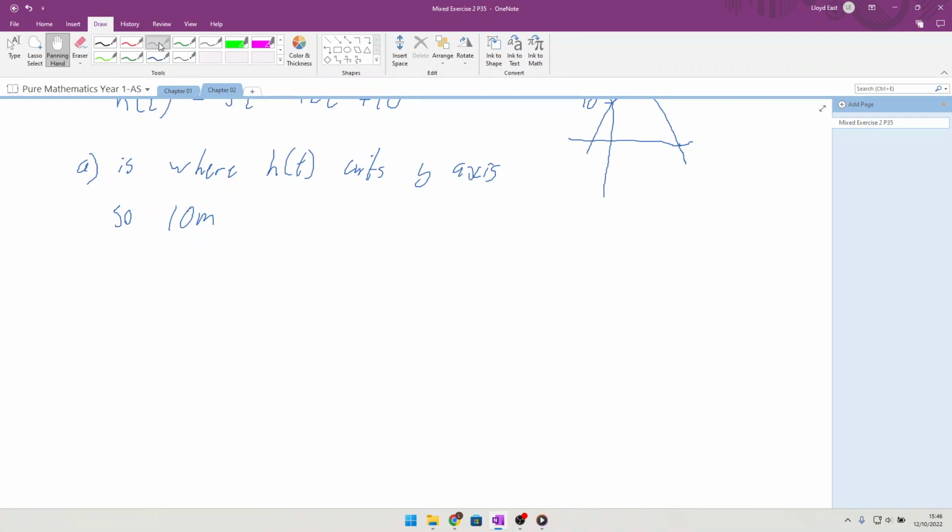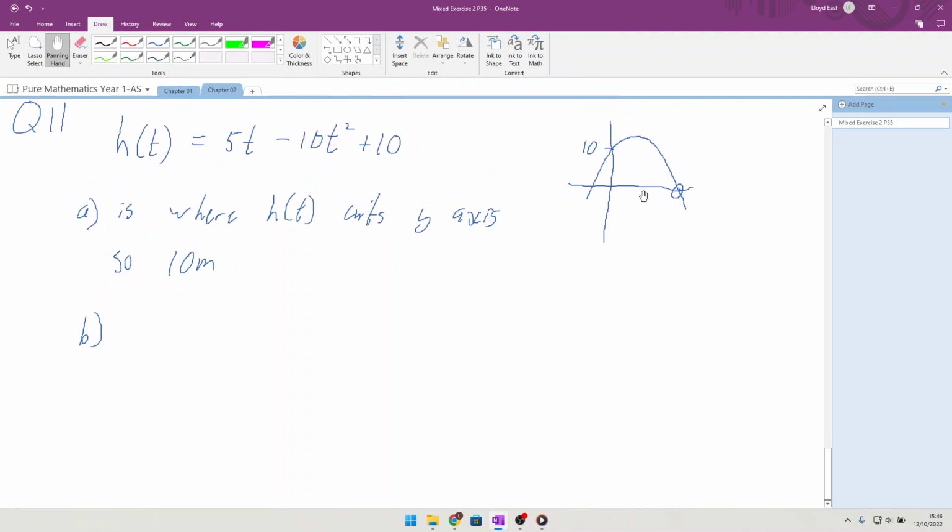Okay, part B. Use the model to find the time at which the diver hits the water. So that would be looking to see where the diver hits the water. We are looking for that root there. Okay, so we can use the formula for this. So the quadratic formula is x equals minus b plus or minus the square root of b squared minus 4ac, all over 2a.